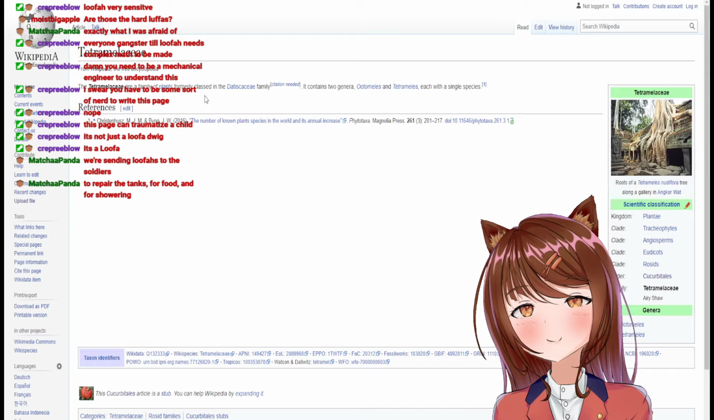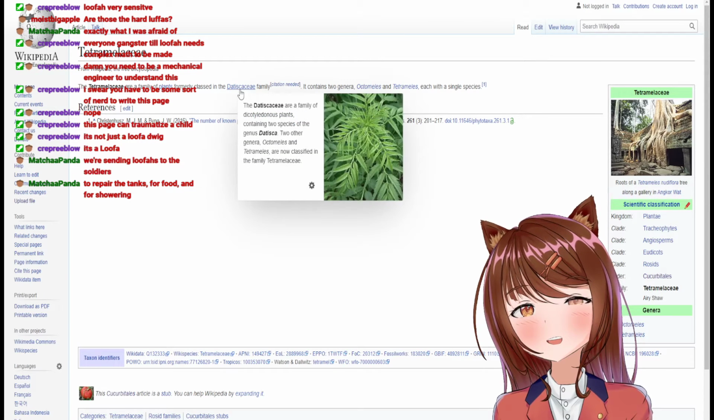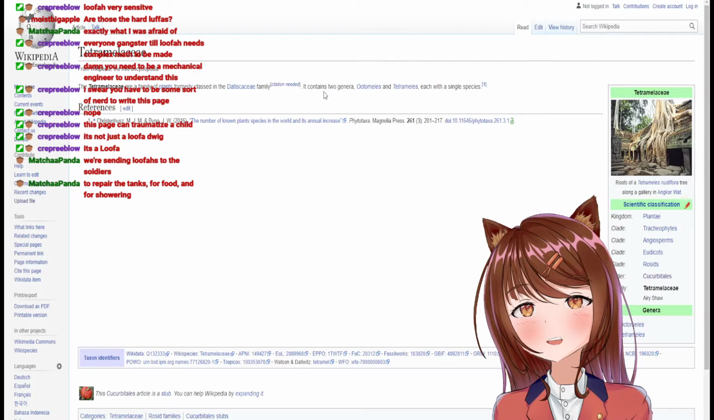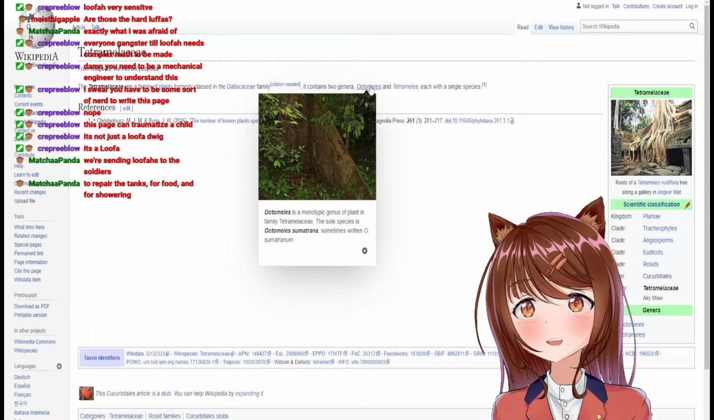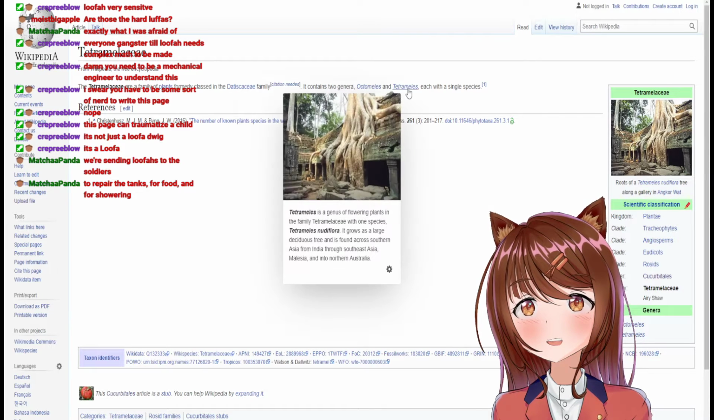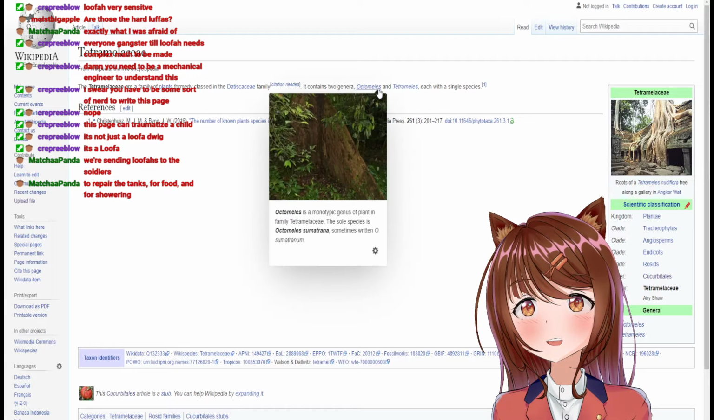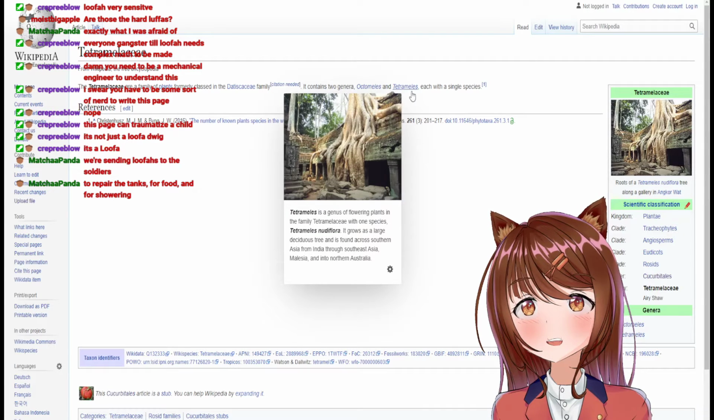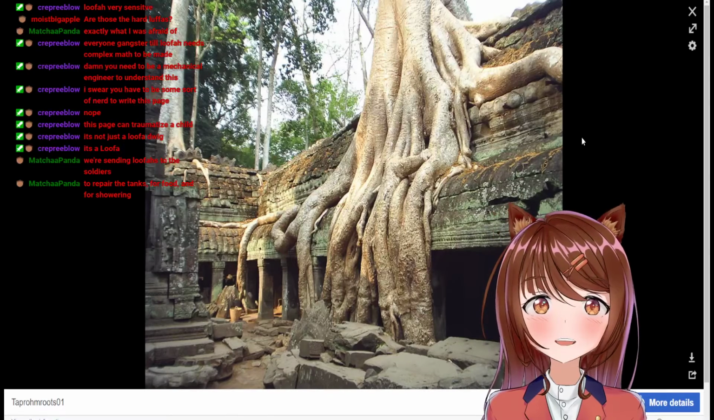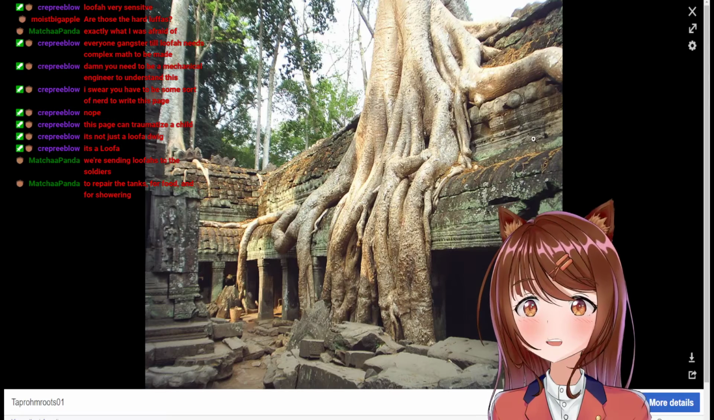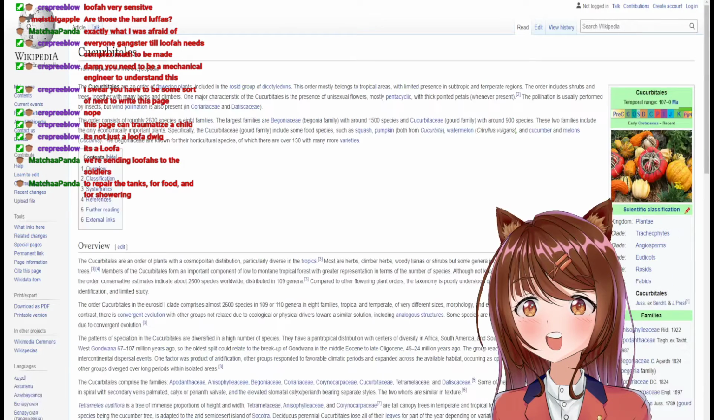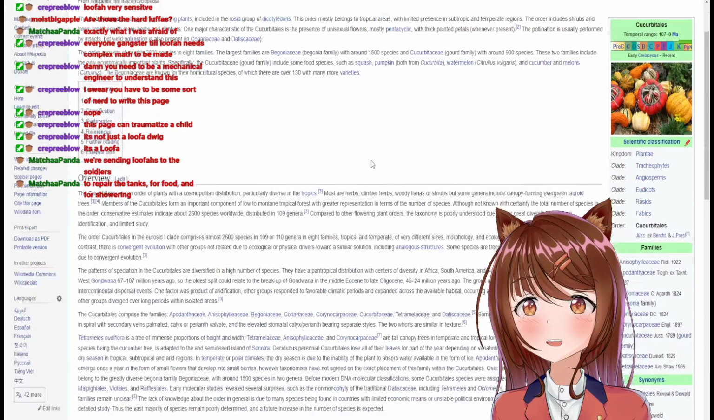Tetramelaceae are a family of plants formerly classified in the Datiscaceae family. Contains 2 genera, Octomeles and Tetrameles, each with a single species. So there's only 2 of these. And they're just big trees. But they're related to gourds. They're like the trees that crawl on ruins, but they're gourd related. Huh. Loofah related to big plant tree thing.